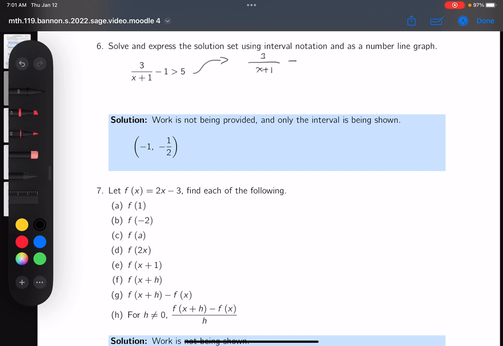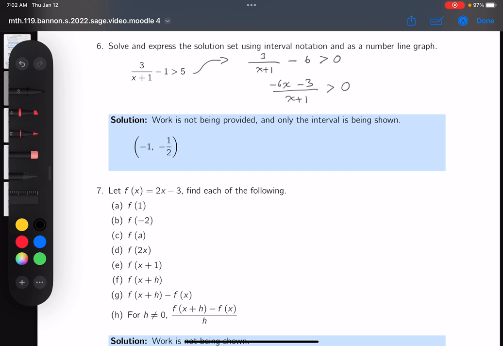And subtract 5 from 1, you get minus 6. This would be greater than 0. I got my 0 now. I want to get one term. That means there's a common denominator of x plus 1. You would get 3 minus 6, which is minus 3. And then you would get, let's see, minus 6x.